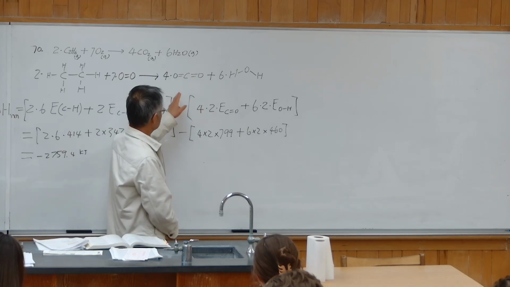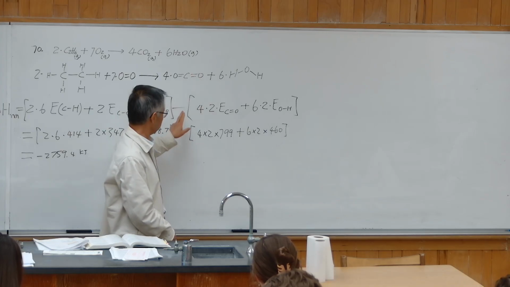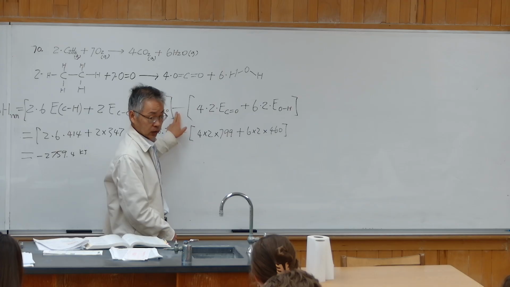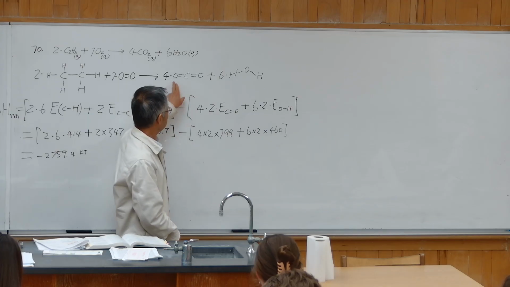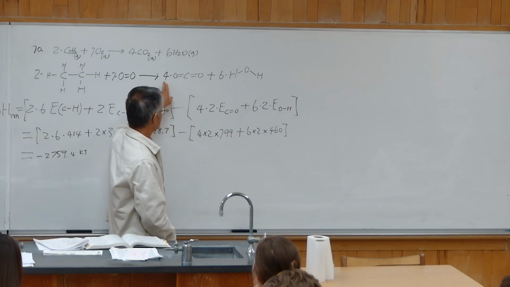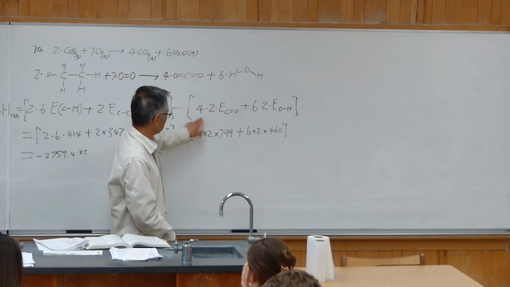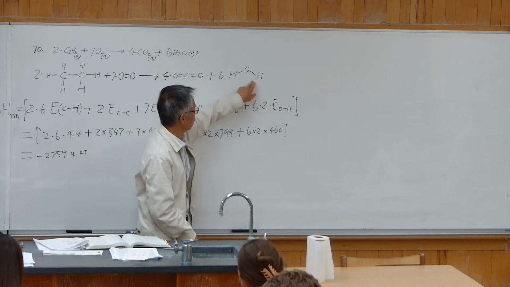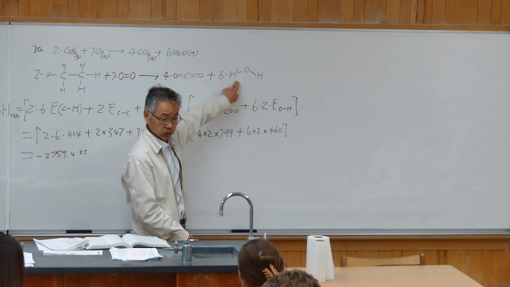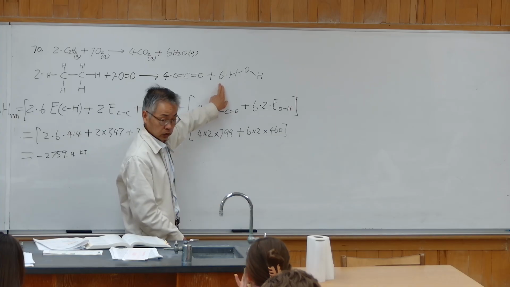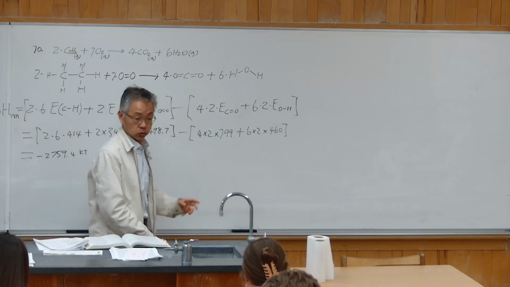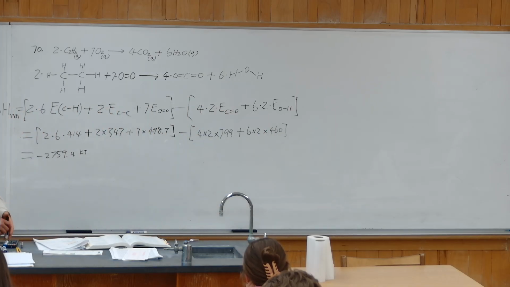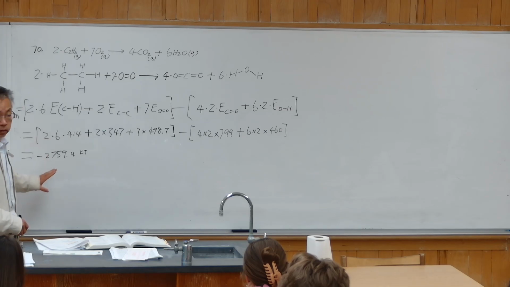Then count how many bonds in the product part. The products are forming bonds, so forming bonds releases energy. That's why it's negative. For carbon dioxide, each molecule has 2, total four molecules, 4 times 2. And water has 2 oxygen-hydrogen single bonds, and you have 6 molecules, so 6 times 2. The rest is from the bond energy table provided in the text. Find these values, then just give the answer.